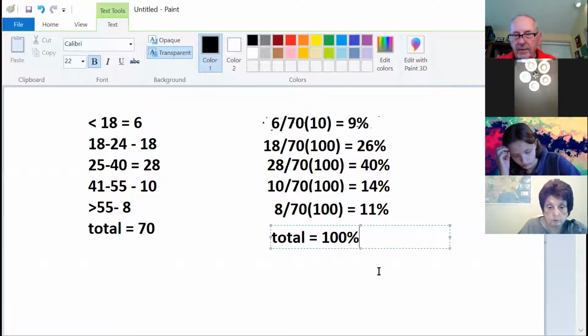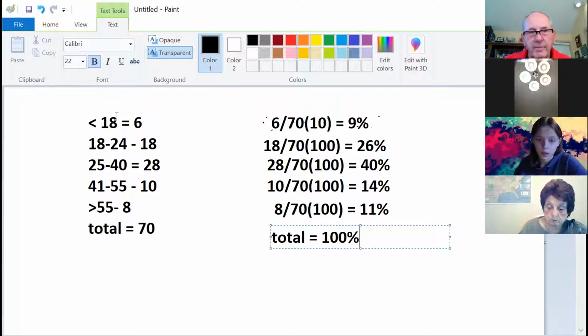Okay, so does that make sense? You see what we did? We took each one of those clumps of data points, divided it by the total, and then multiplied each one by 100 to get everything in percent.